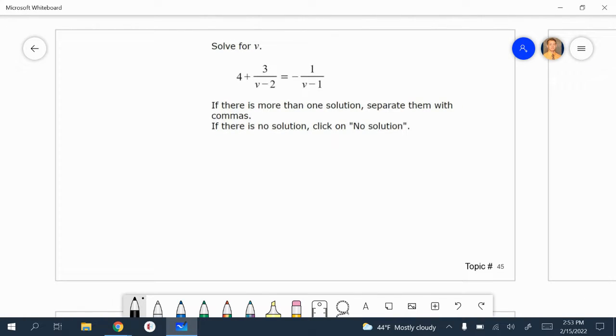Topic number 45. I've got two separate things on the bottom of the fraction again. So I'm going to multiply this entire thing by v minus 2, and I'm going to multiply it by v minus 1. So that means when I multiply it, it's going to be by 3 different things. We have 3 terms, so we'll have 4 times v minus 2 and v minus 1. We'll have that v minus 2 is going to cancel with the v minus 2, so we'll have 3 times v minus 1 left over.